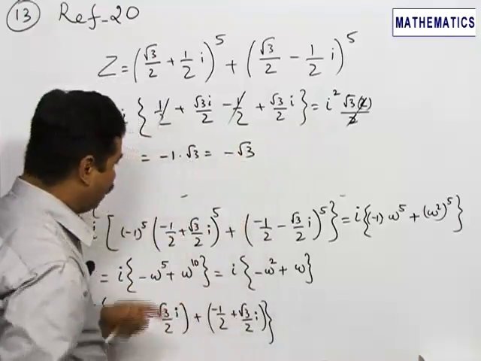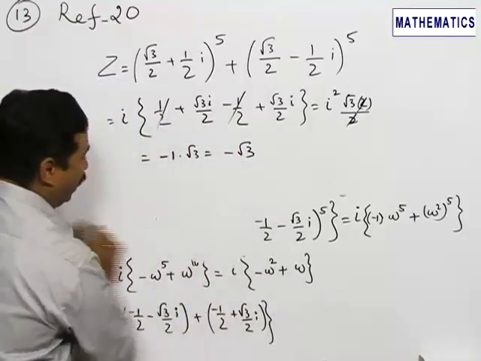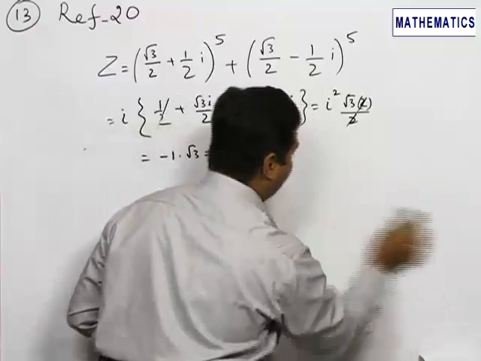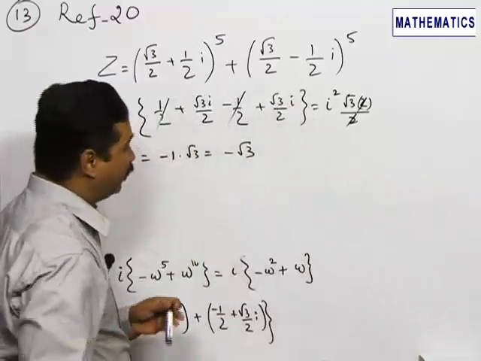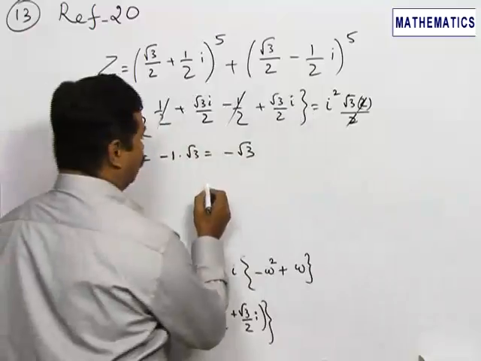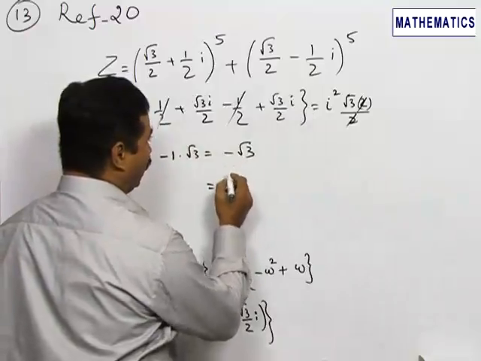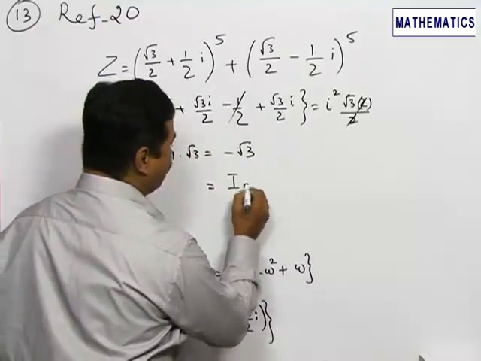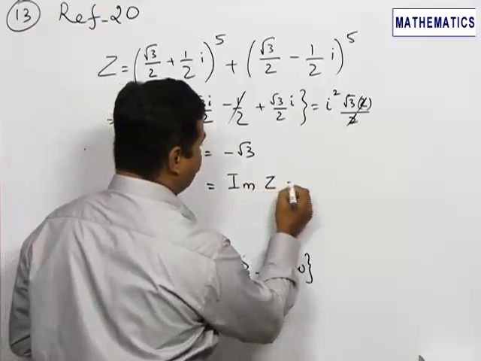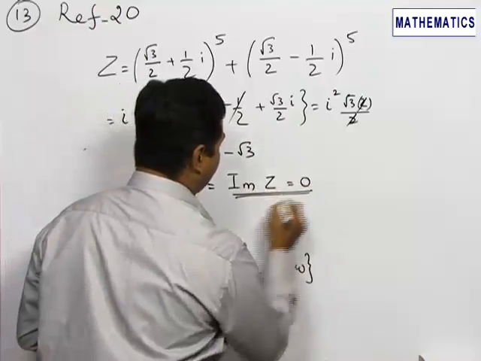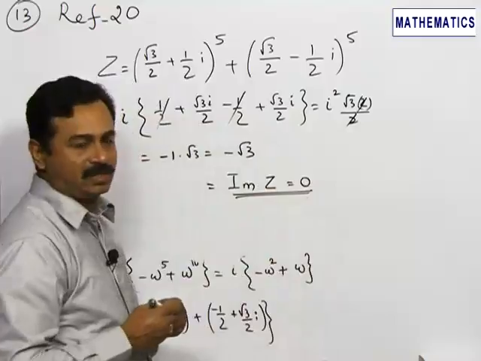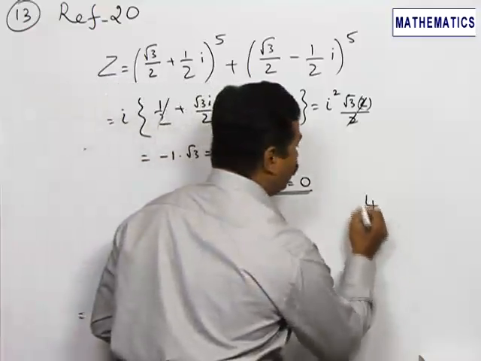We see there is no imaginary number or i or any other thing existing over here, so we can conclude this is purely a real number, and the imaginary part of the given z is equal to 0. So we can conclude the answer: imaginary part of z equals 0. The right choice is 4, which is the correct choice.